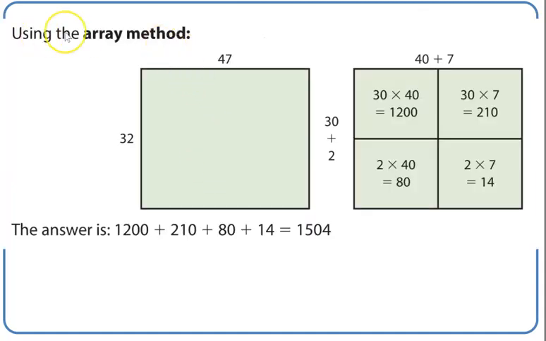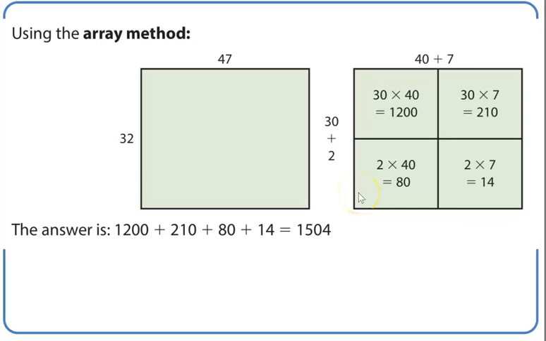Using the array method, it's much easier to see what's going on. This is sometimes known as the box method or the array method. So if we want to do 32 multiplied by 47, we're going to break it into 4 boxes. So we have the 40 and the 7 representing 47 along the top. And we have the 30 and the 2 representing 32 along the side.